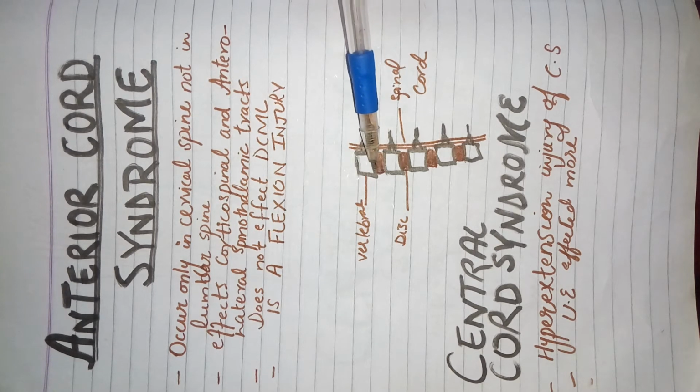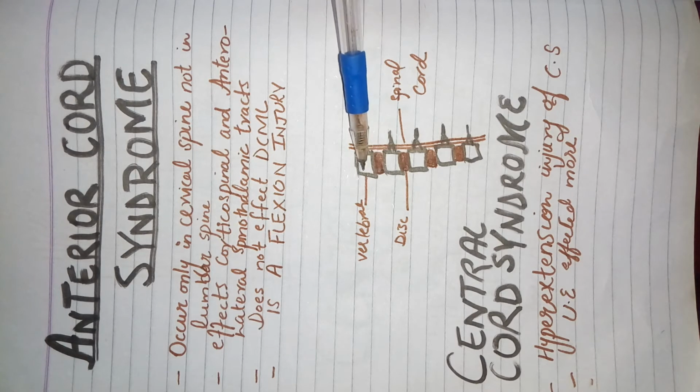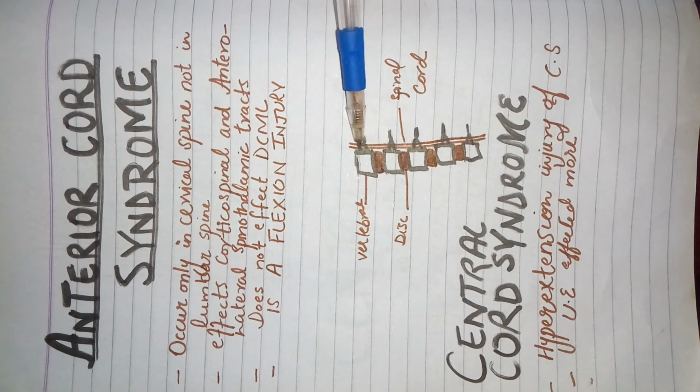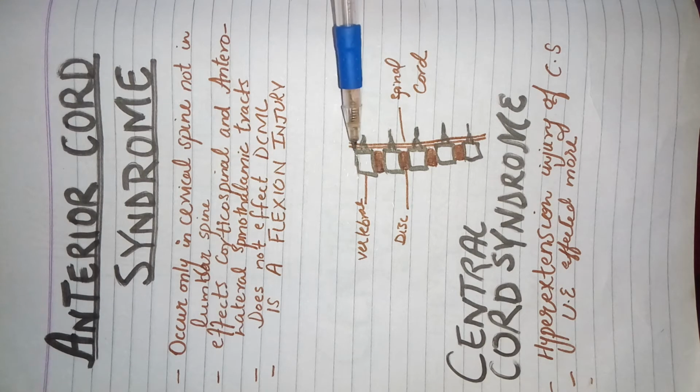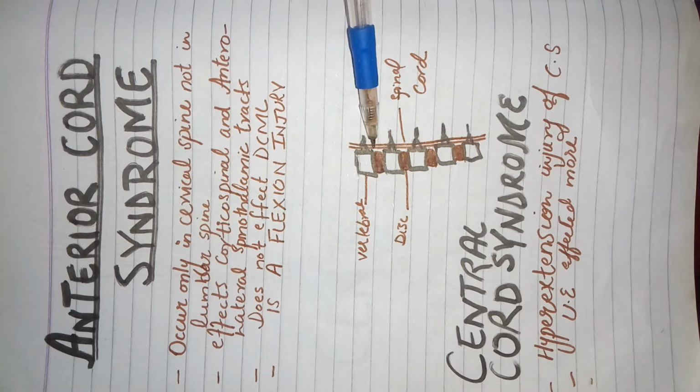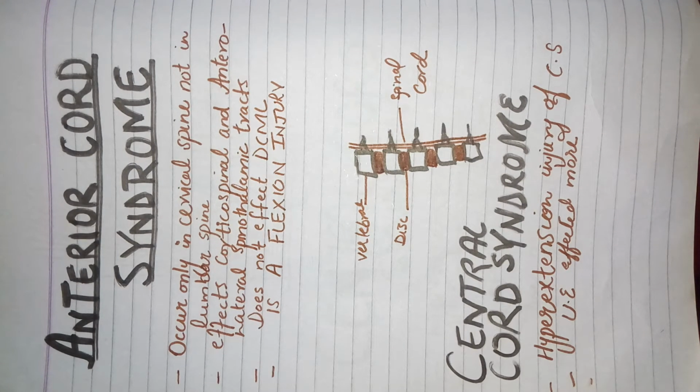Similarly, when the discs are compressed anteriorly by the sudden flexion of the vertebrae, the posterior side of the disc protrudes backward, and as the spinal cord is located behind the vertebrae, passing through the foramen behind them, the anterior part of the spinal cord gets compressed or damaged, and this results in the syndrome.